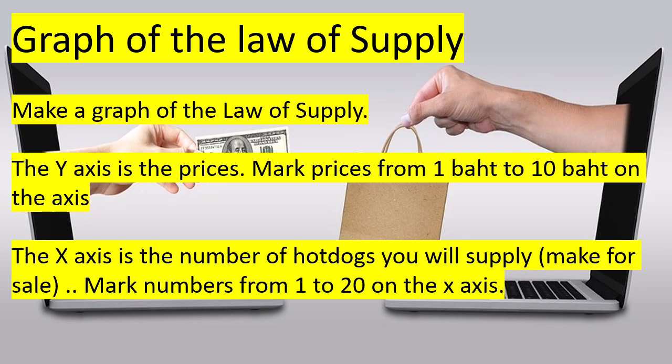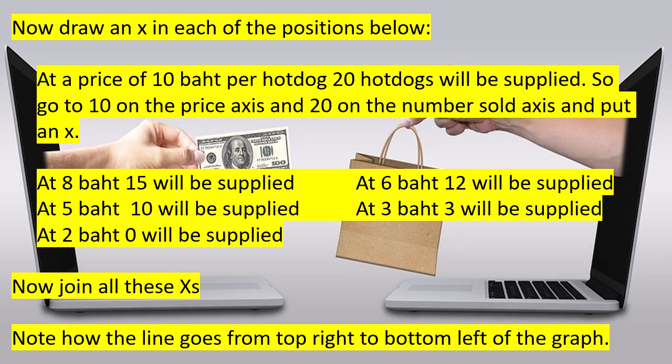So you can make a graph of the law of supply. On the y-axis, you put the prices, and you will mark those from 1 baht to 10 baht on that axis. On the x-axis, which is the horizontal one, you put the number of hot dogs you will supply, or will make for sale. On that one, you will mark the numbers 1 to 20. So now draw an X in each of the positions below.